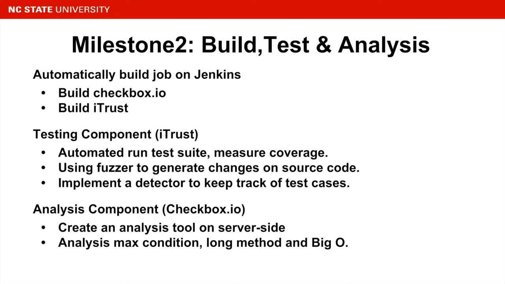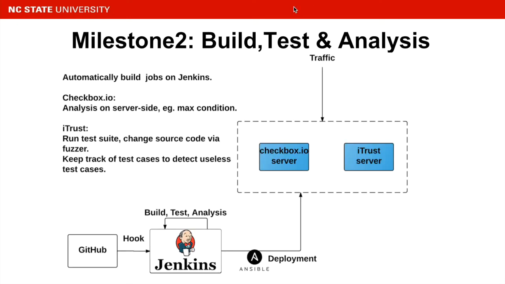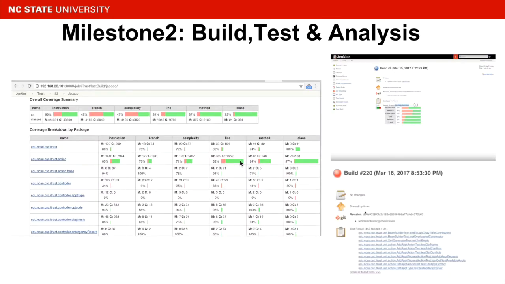Another component is the analysis. We use it to analyze the code structure, so we can avoid overly long methods, and we can also check the time complexity of the functions. This is the pipeline of milestone 2. We can see that we add the hook for GitHub, and we use Jenkins to build, test, and analyze the new code. And these are the results of the branch coverage and the results of the tests.